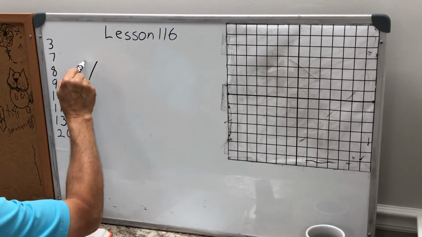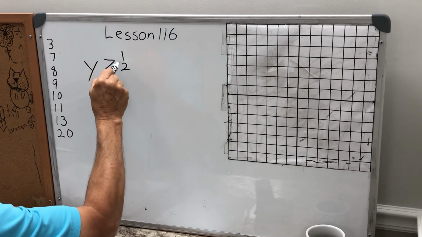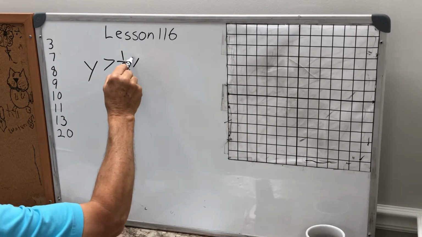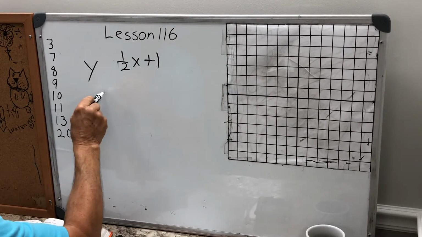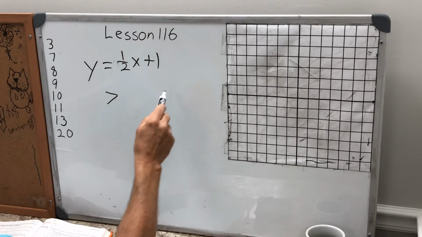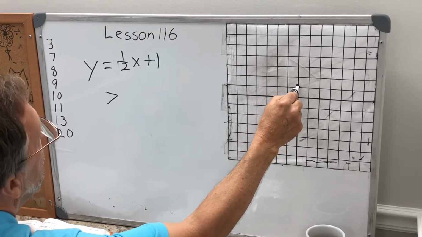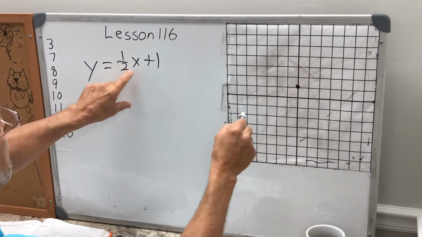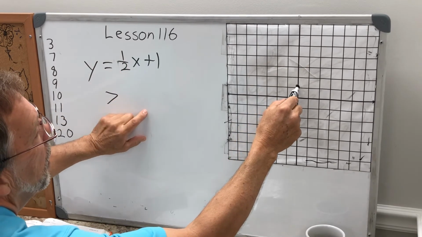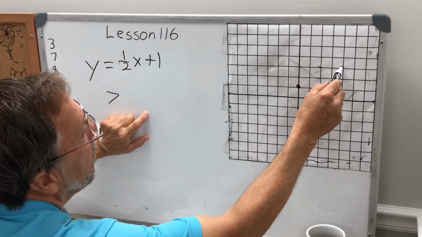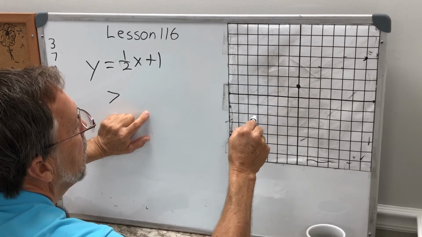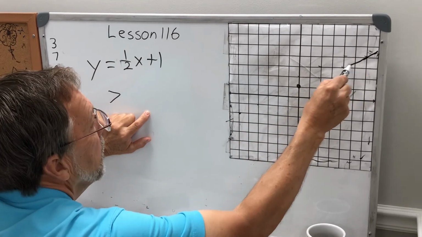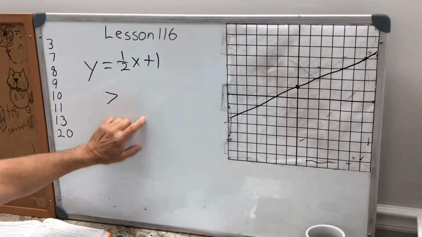Number 11 is very similar. Y is greater than 1/2 x plus 1. Remove your greater than sign, put it equal, and we start off with +1 right here, and it's 1/2, so I go up 1/2, up 1/2, up 1/2, here, 1, 2, 1, 2, 1, 2. The line's going to come something like this on your graph.